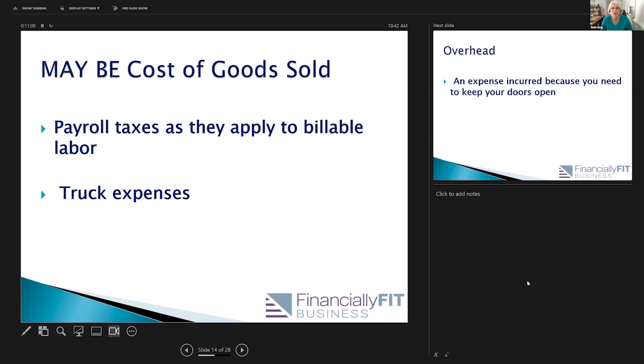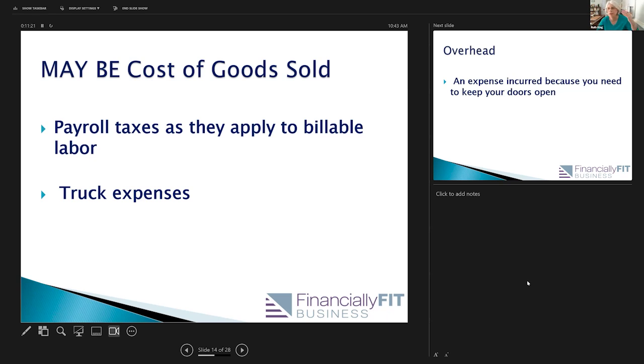My only suggestion to you is if you put payroll taxes in cost of goods sold, they always go in cost of goods sold. You don't put them in cost of goods sold one month and then put them somewhere else another month in overhead. Do it one way and be consistent, because that's the only way you're really going to see your true cost.